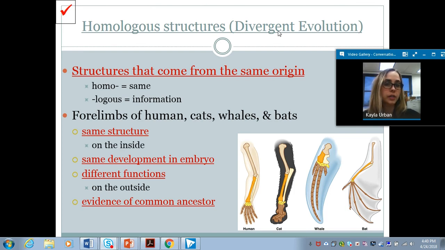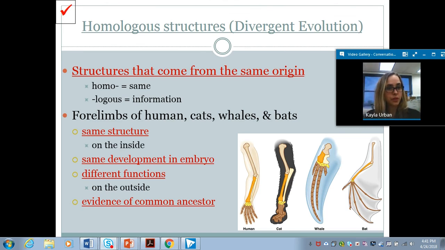So we call this divergent evolution. To diverge means you start at the same location and then you start going off in different directions. So we're starting from a common ancestor and splitting into different directions to do different functions with the same bone structure.